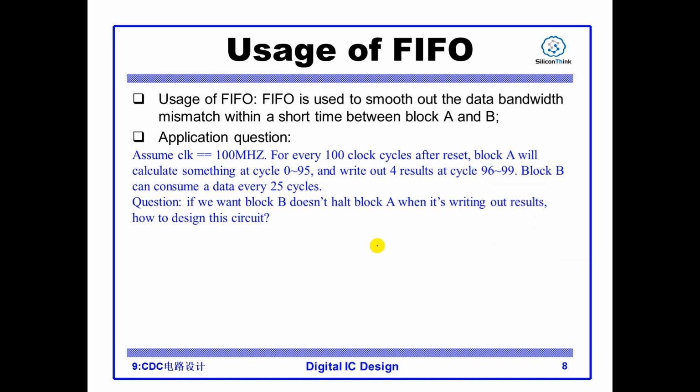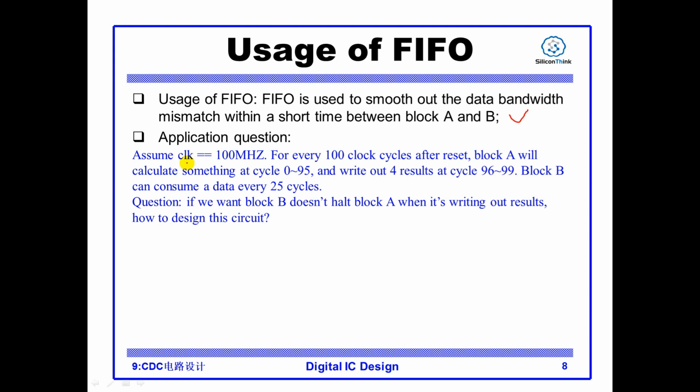Okay, let's go on with the calculation of depth for FIFO. The utility of a FIFO is usually to smooth out the data bandwidth mismatch within a short time between block A and block B. So let's understand the utility from an example.